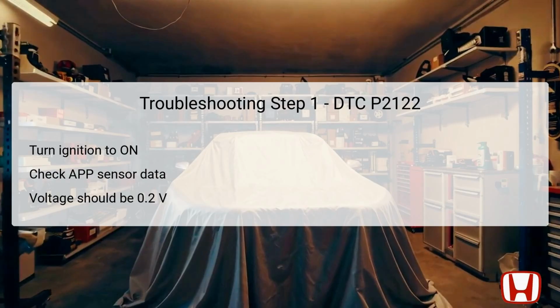However, if the voltage readings are normal, this indicates an intermittent failure, suggesting that the system may not be faulty at that moment. In this case, it is recommended to check for poor connections or loose terminals connecting the APP sensor to the ECM.